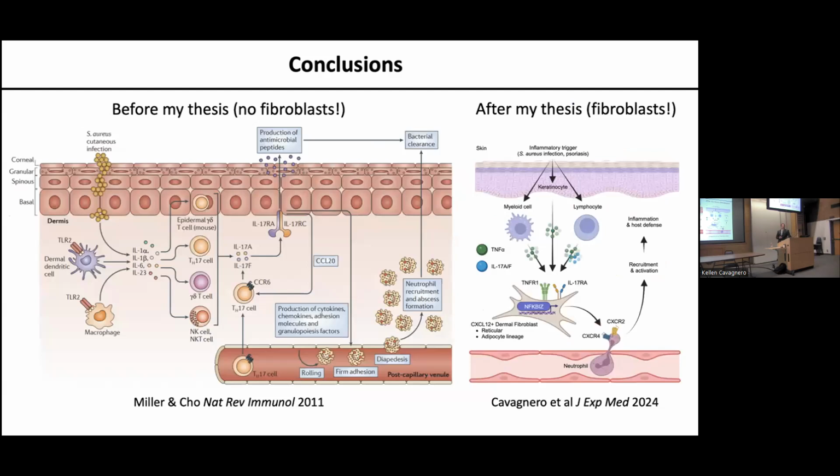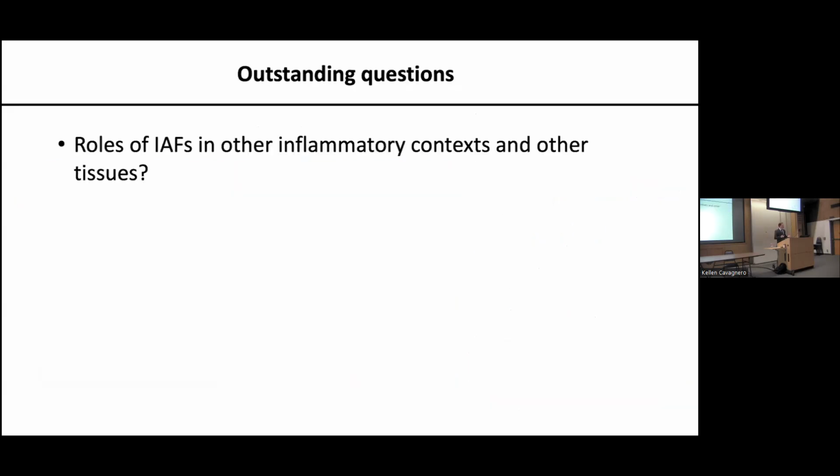I'd like to emphasize that before my thesis, we did not appreciate the role of fibroblasts in skin infection and inflammation. However, now after my thesis, we can confidently say that fibroblasts are absolutely critical for these processes. However, there are still many outstanding questions. For example, what is the role of these cells in other inflammatory contexts in other tissues? What about type 2 inflammation in the skin and atopic dermatitis, or neutrophilic asthma in the lung?